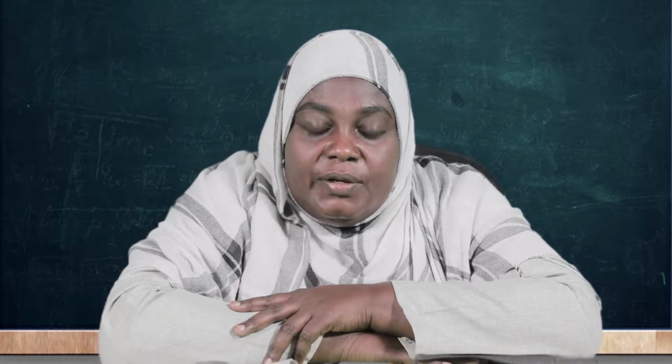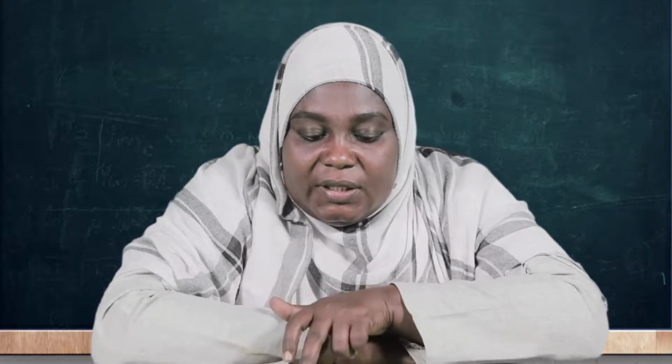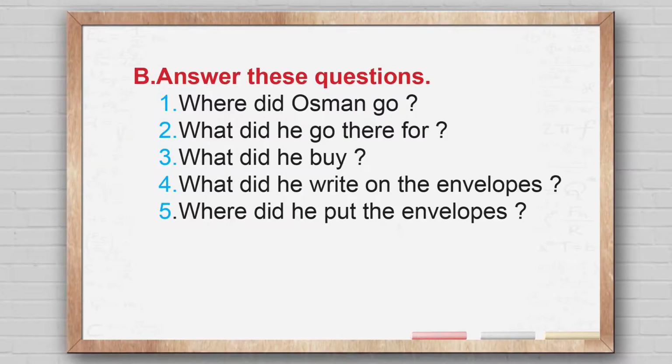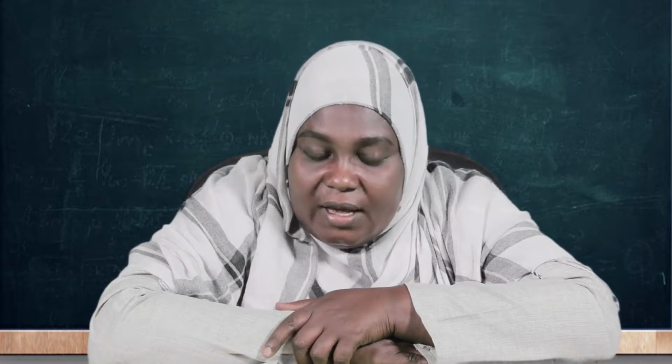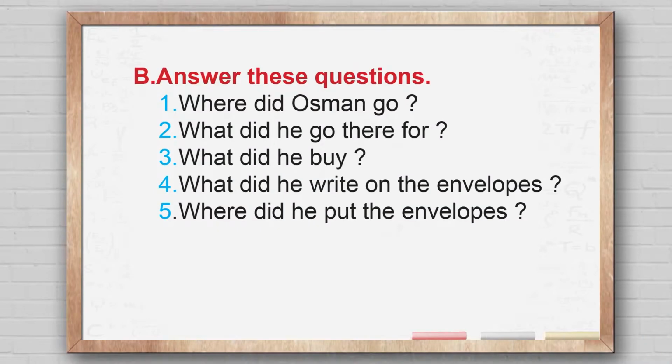Dear pupil, you can go to exercise B to answer these questions on page 24. 1. Where did Uthman go? 2. What did he go there for? You can answer number 1 like this: Where did Uthman go? To the post office. This is an example. 3. What did he buy? 4. What did he write on the envelopes? 5. Where did he put the letters?